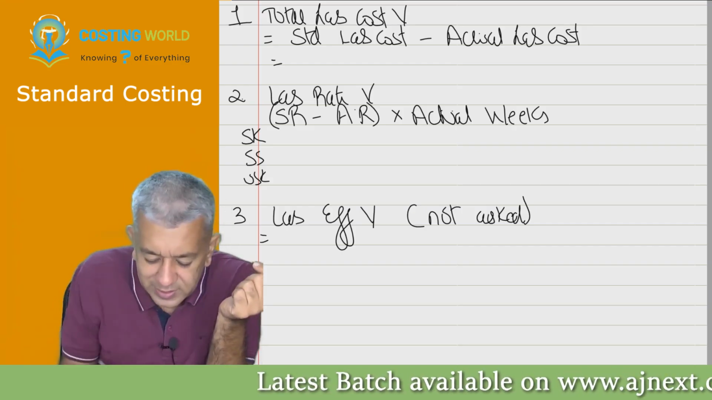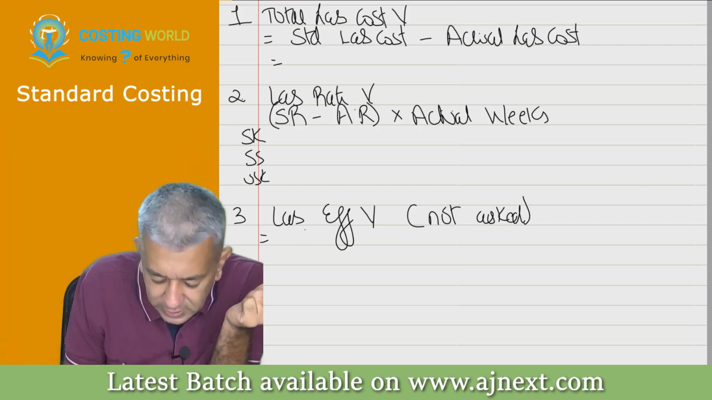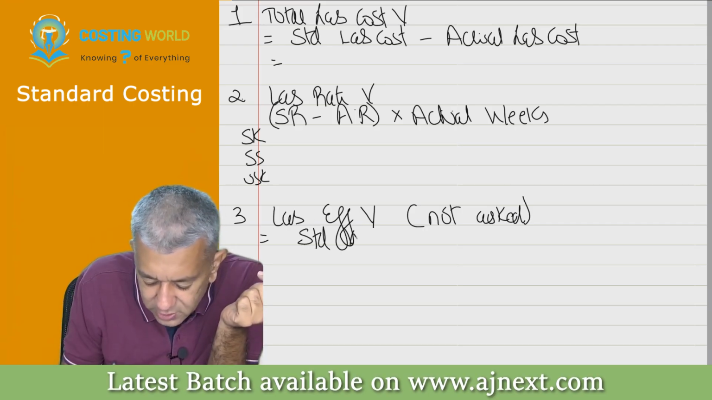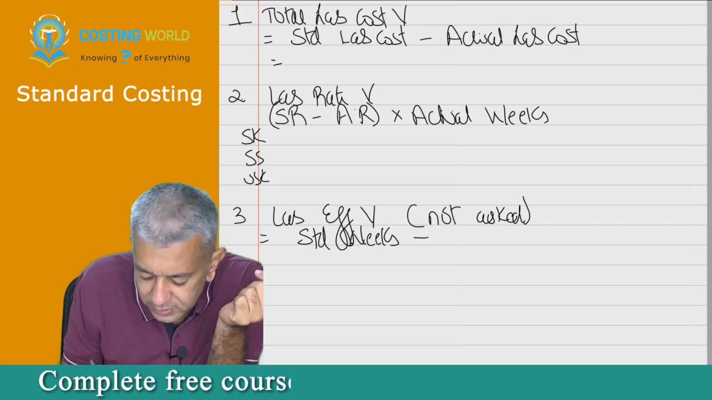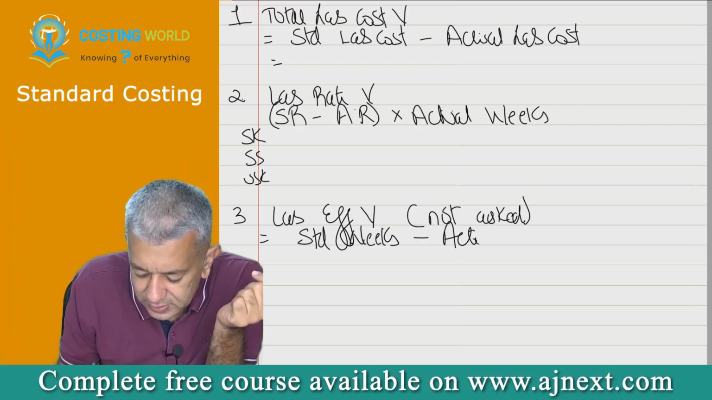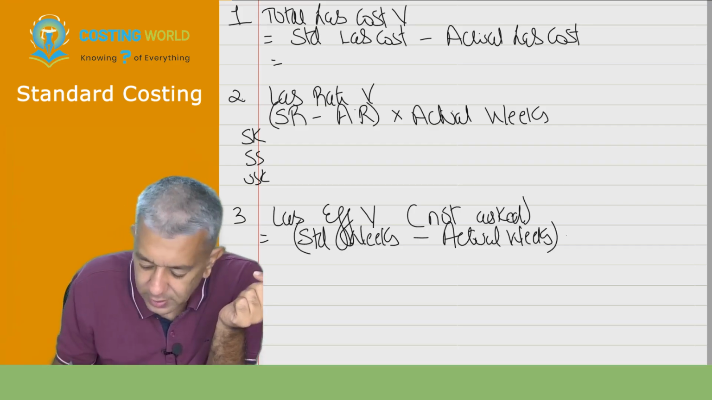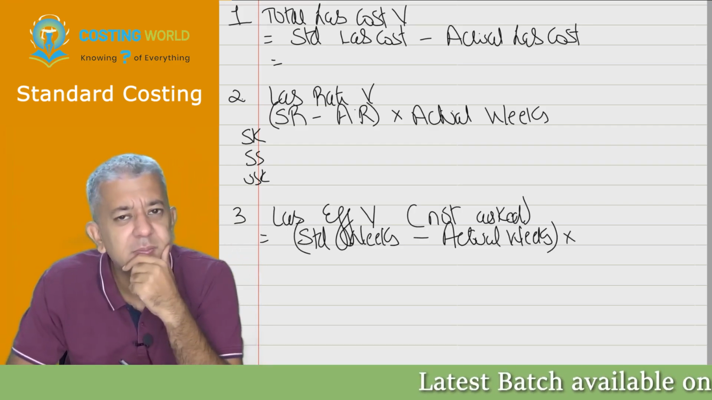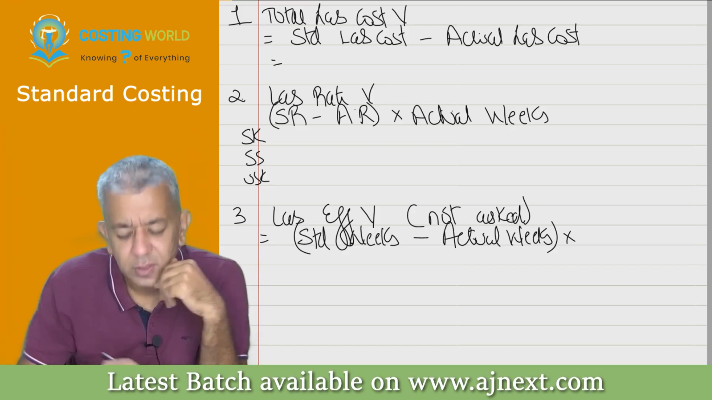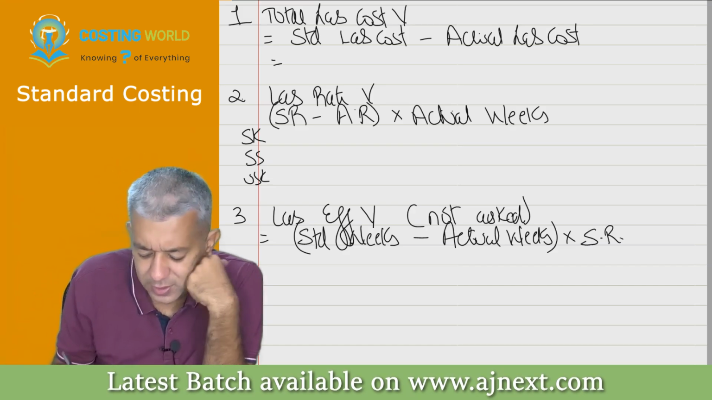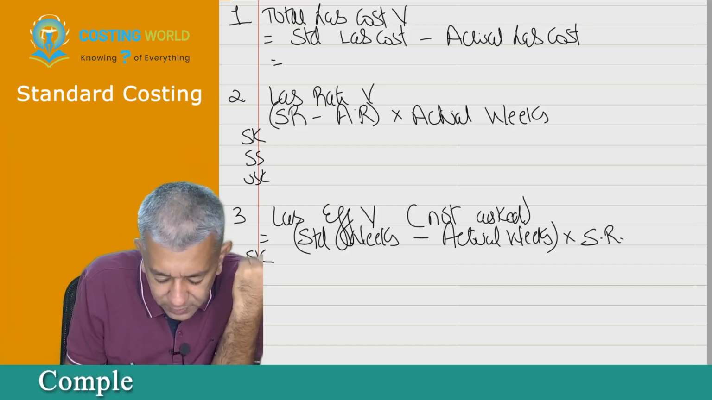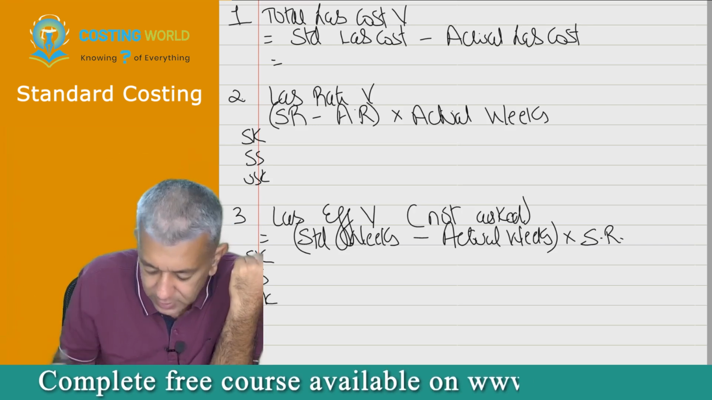Now, how is labor efficiency variance done? It is nothing but standard hours. Instead of standard hours, we are going to have standard weeks, minus, in this case, actual weeks, into which rate were we taking? Standard rate. So into standard rate. You will have skilled, semi-skilled, unskilled.